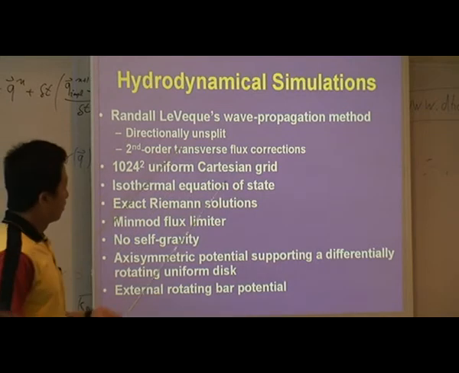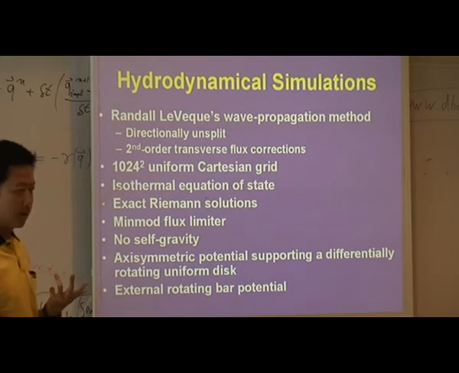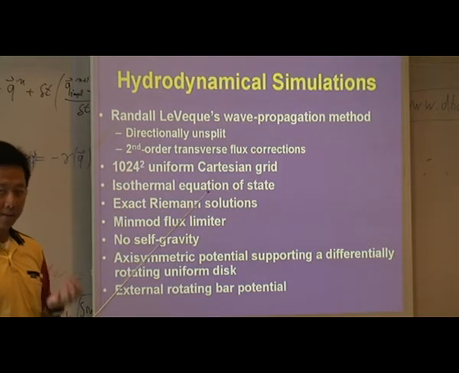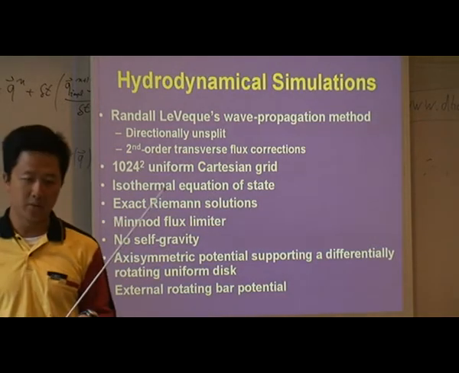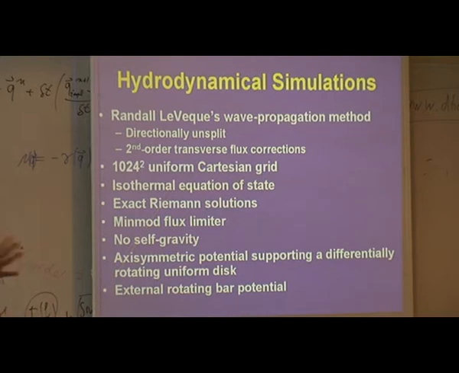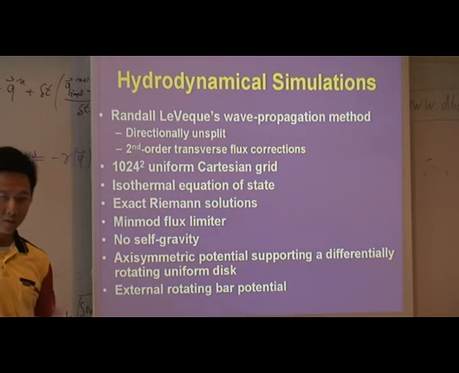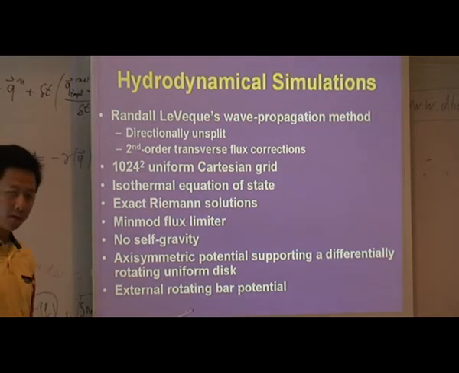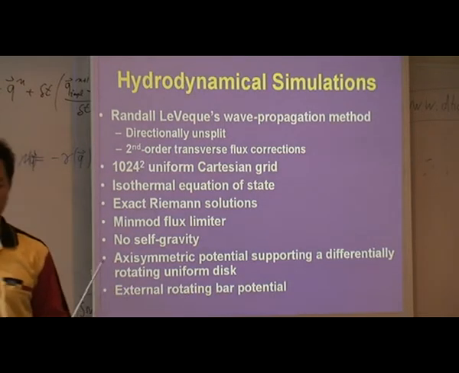I use a 1024 square uniform Cartesian grid, an isothermal equation of state, and I solve the Riemann problems exactly. I use the mean mass velocimeter. I put no self-gravity into this system because in the previous prediction, we found that self-gravity should be a very small effect. The source terms are an axisymmetric potential supporting a differentially rotating disk. And I use the rotation curve from the previous case study. And I use an external rotating bar potential in the system.